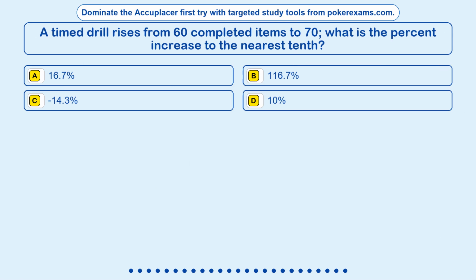Question 4. A timed drill rises from 60 completed items to 70. What is the percent increase to the nearest tenth? Option A, 16.7%. Option B, 116.7%. Option C, minus 14.3%. Option D, 10%.